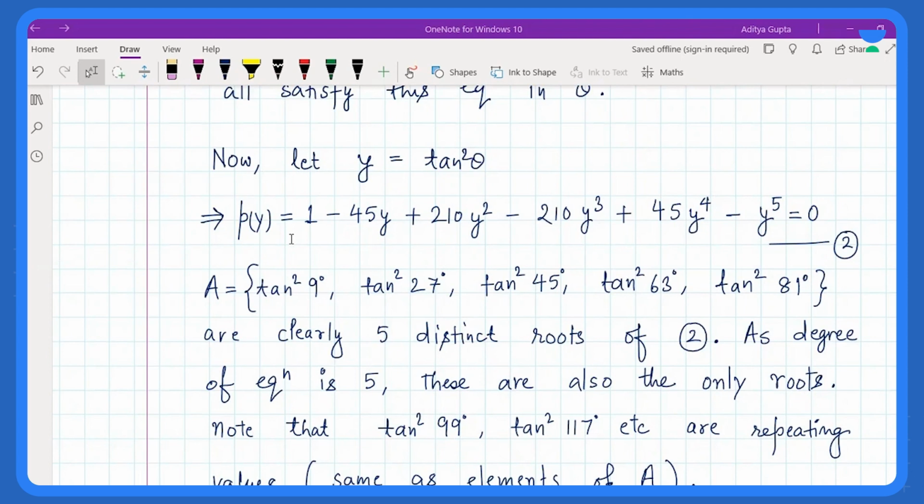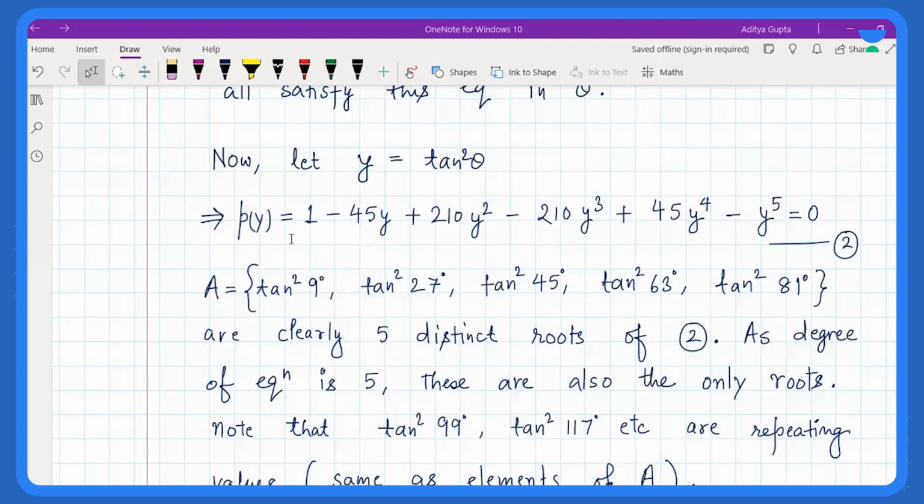Now, since the degree of this polynomial equation is 5, these are also the only roots of this equation, because obviously if the degree of a polynomial equation is n, it can't have more than n distinct roots, right? So since I've already shown that these are the 5 distinct roots of this equation, these have to be the only roots. There will be no other root. A is the exhaustive set of roots of this equation.